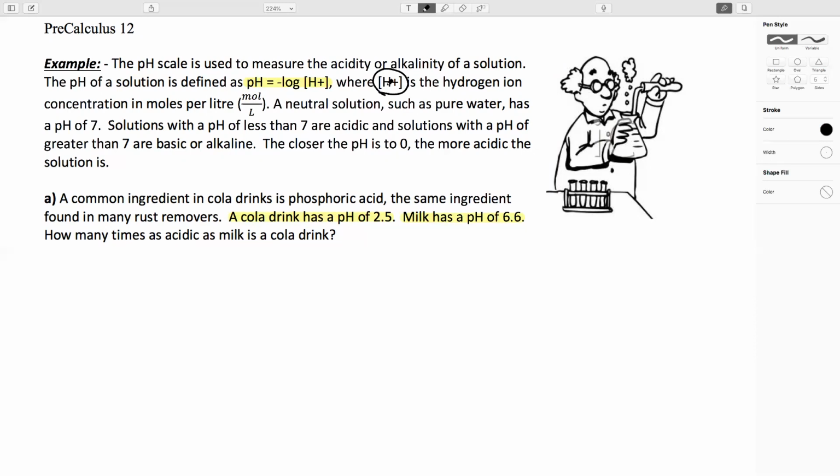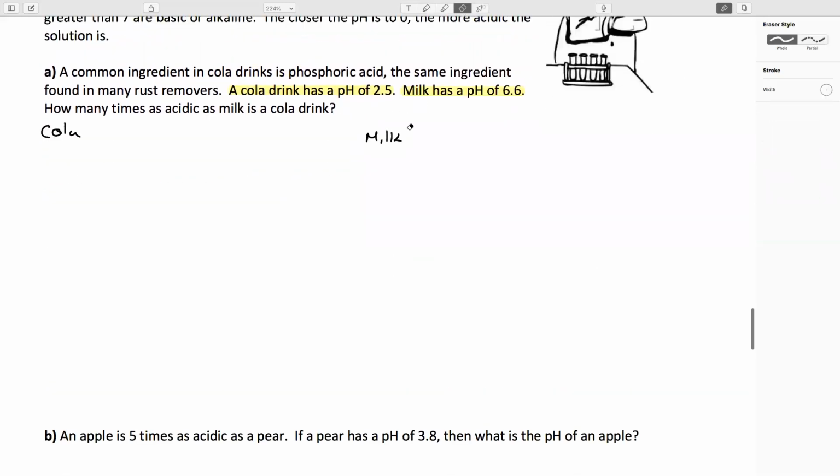Okay, so I need to take the ratio of H+ in cola and compare it to H+ in milk. If I take the ratio of those two numbers, I'll figure out how many times as acidic. It's kind of like if someone was 6 foot tall and someone was 3 feet tall, if you took the ratio of 6 divided by 3, the one person is 2 times as tall as the other. We're just doing that, except we don't have height. Our measure is H+ concentration. So we've got to do a bit of math for cola and milk. In fact, let's space this out a little bit.